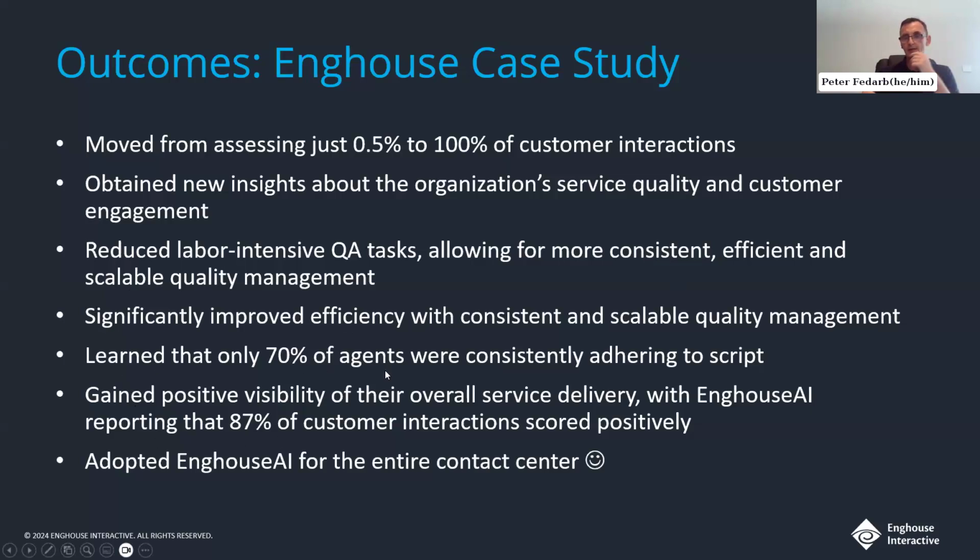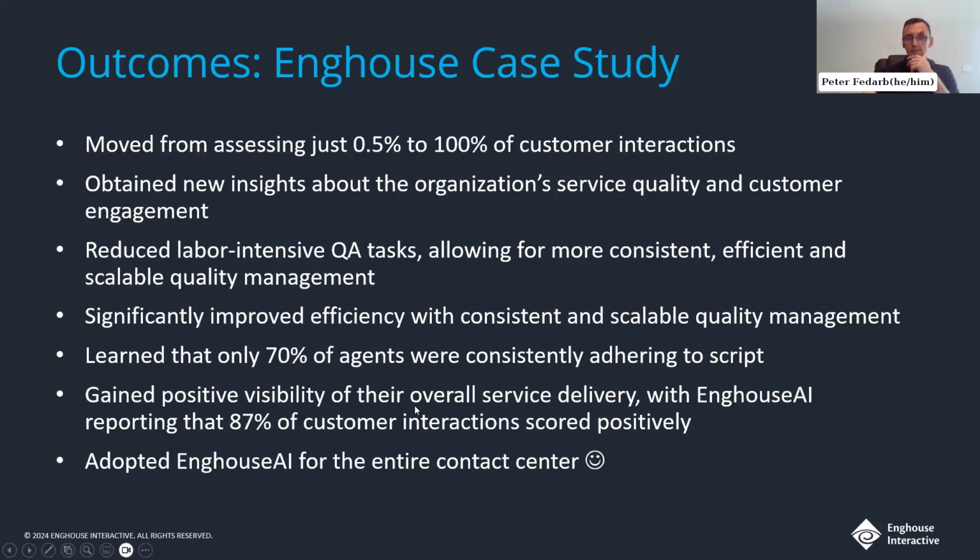They actually learned that only 70% of their agents were adhering to the scripting. So again, around that financial checking, whether or not you're compliant, they learned quite quickly that they were only 70% of the way to completing those scripts. A lot of people were going off script or missing things from the script. So they might want to look into doing more scripting adherence as they're training.